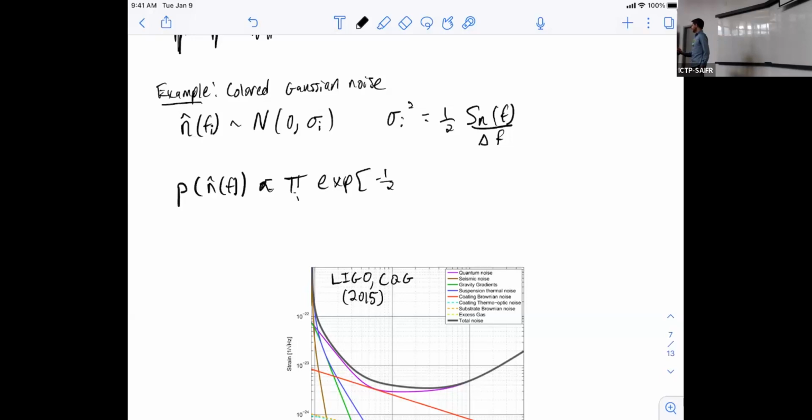Should I stop now, or should I take 2 more minutes? Okay. Any questions about this picture before I take those 2 minutes?